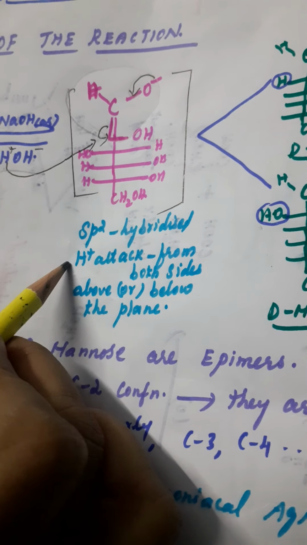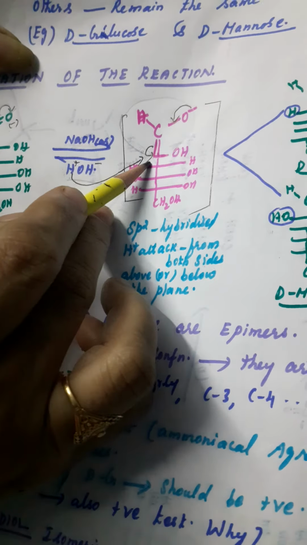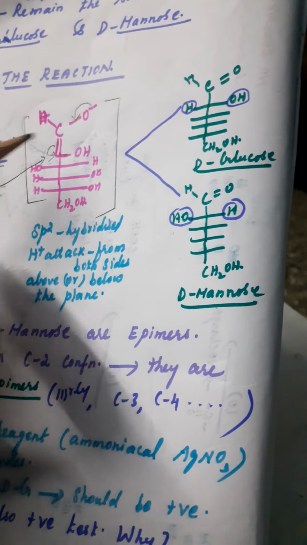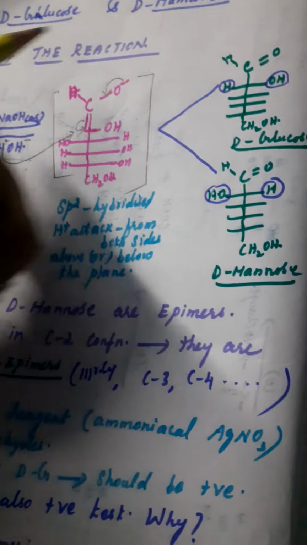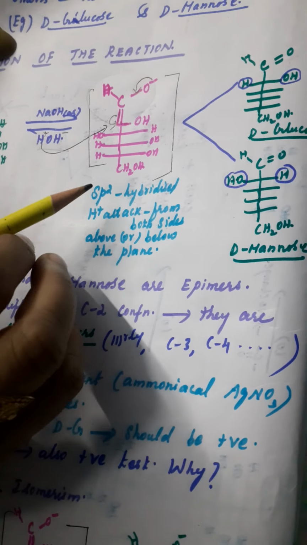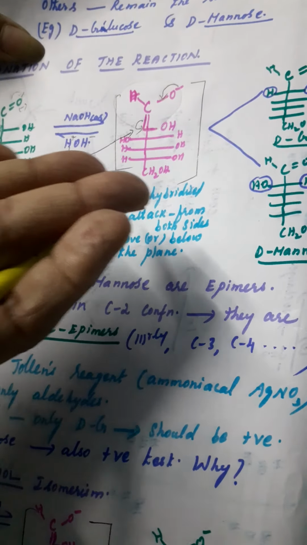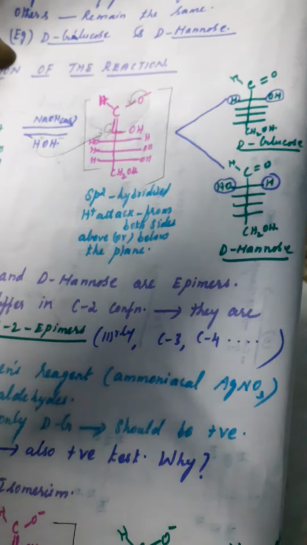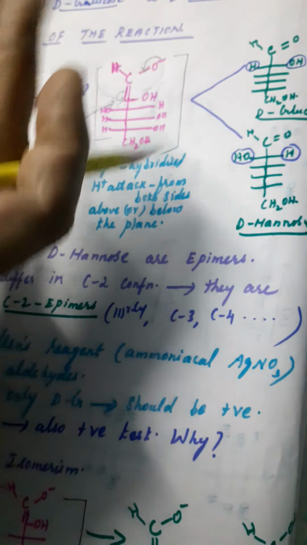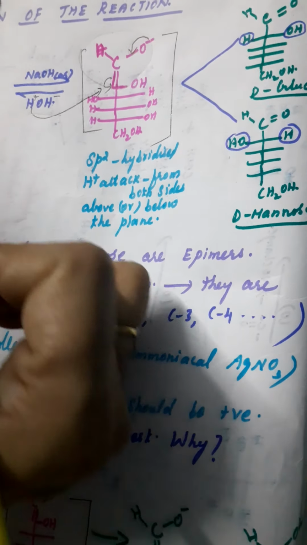As a result, what happened? H plus from water can attack from both sides. When it attacks from both sides, above or below the plane, it will give rise to two structures. It is the same as we have seen in the case of fructose. This particular intermediate, because of the shifting of bonds, leads to sp2 hybridization. Remember children, whenever you consider sp2 hybridized, the molecule becomes planar. Therefore, one will be above the plane, the other one will be below the plane. So, the attack will be either from above or from below when you have an sp2 hybridized orbital.